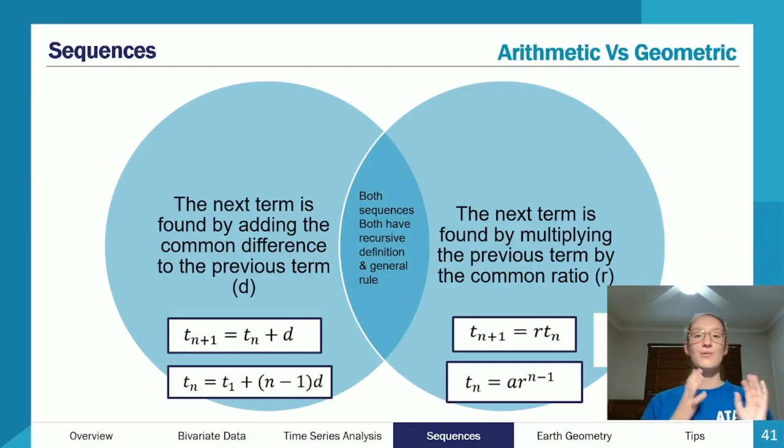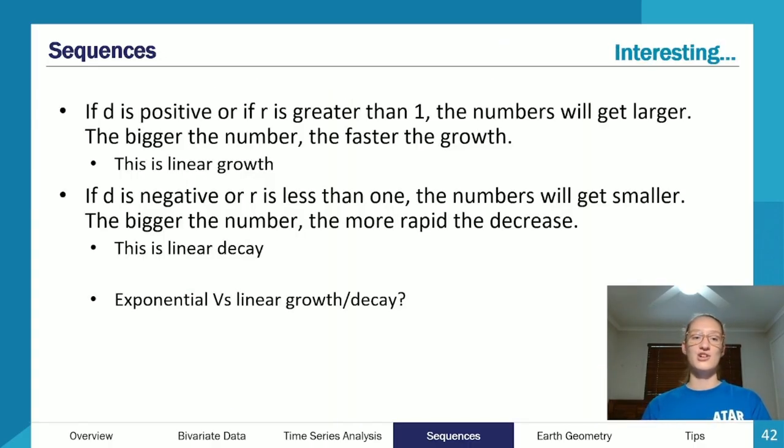So again, in our arithmetic sequence, we're adding a common difference each time. In our geometric sequence, we're multiplying by a common ratio each time. Another thing to keep in mind is that if your common difference is positive, or if your common ratio is greater than 1, the numbers in the sequence will get larger each time. And the bigger the common difference or the bigger the common ratio, the faster the growth. It's linear growth if you're talking about a common difference, but it's actually exponential growth if we're talking about a common ratio. That's an interesting aside as well.